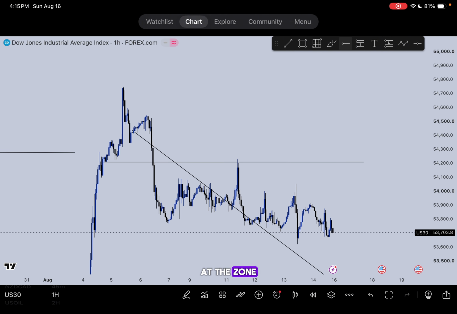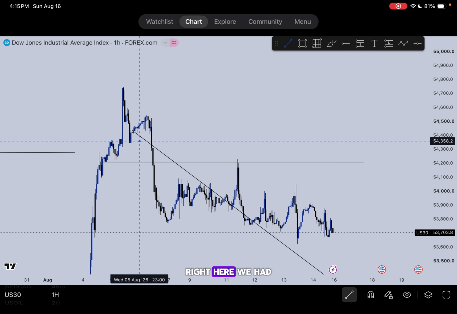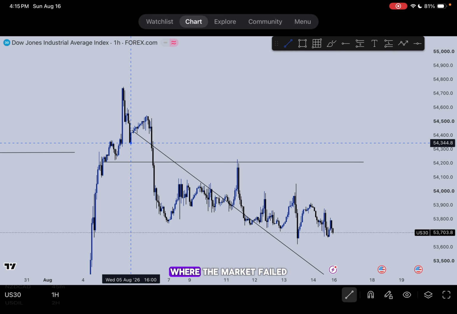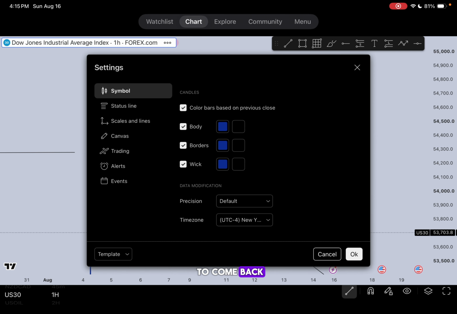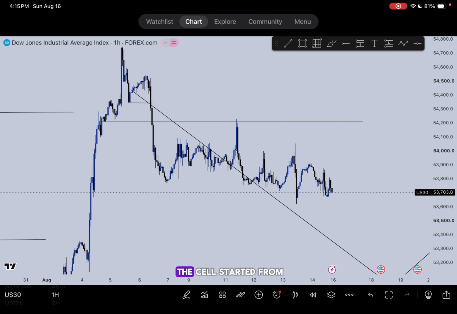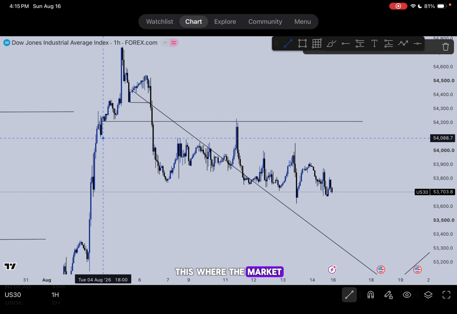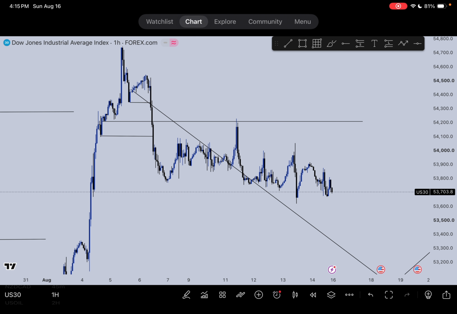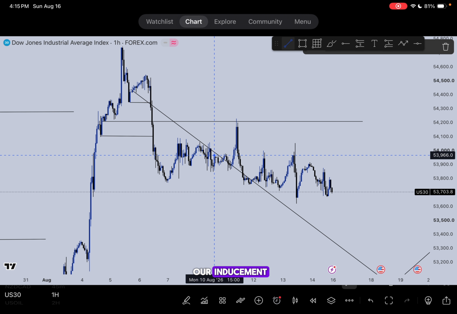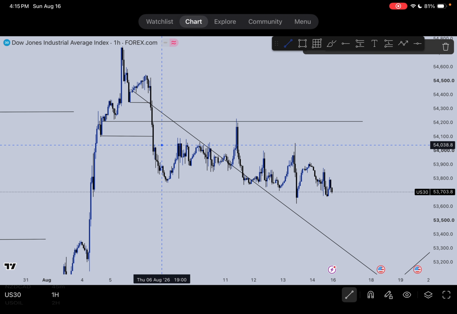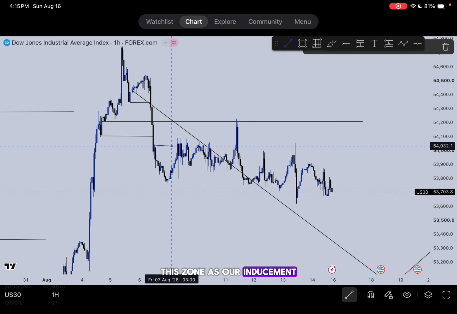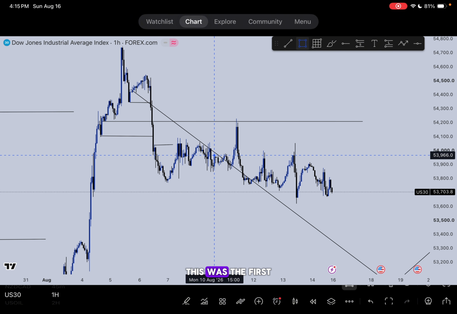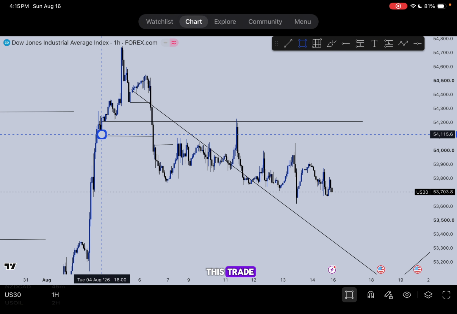At the zone right here, we had this break of structure and the market failed to come back. That aside, this is where the sell started from. This is where the market actually respected. We had this zone as our inducement. This was the first entry we caught on this trade.